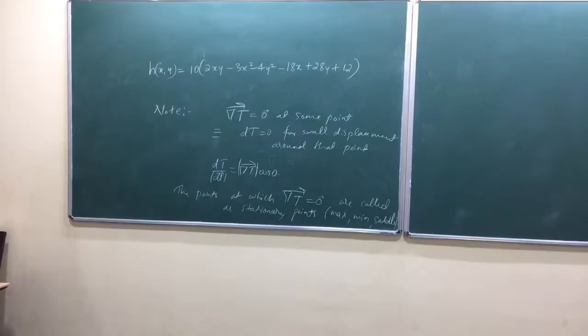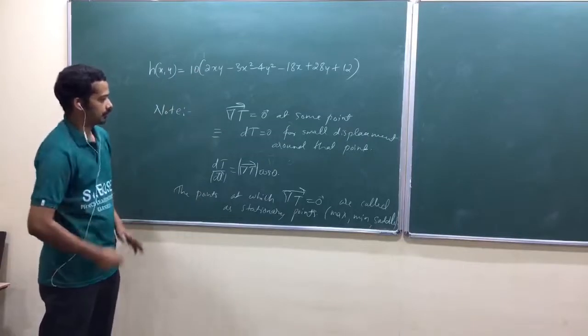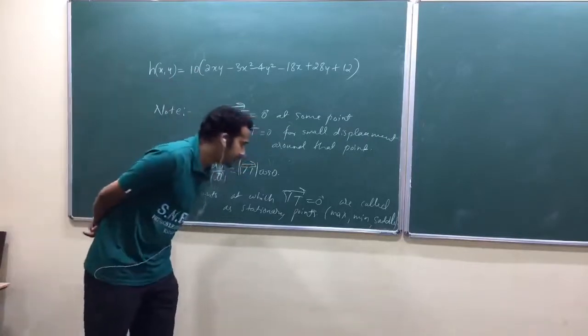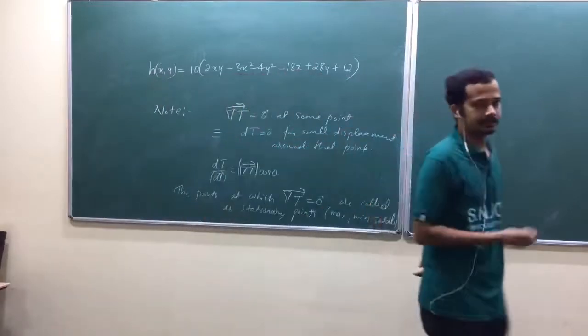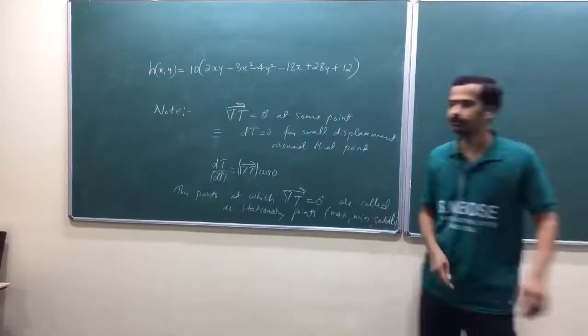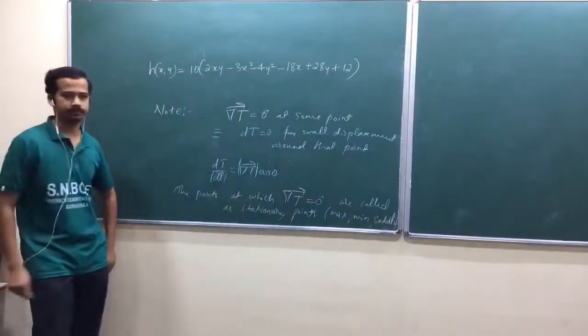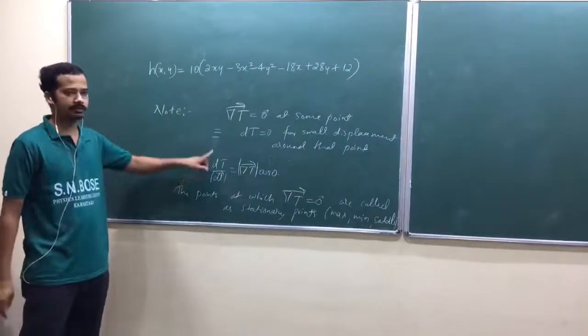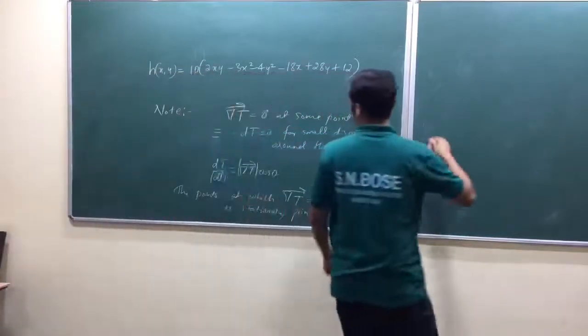Yeah, that's correct. We shall try to solve this. At the maxima, minima, or saddle point, when you displace in any direction, usually the change in that quantity is almost 0. Is that okay? So that's why we say the derivative is 0. Is that okay? So now look at here.